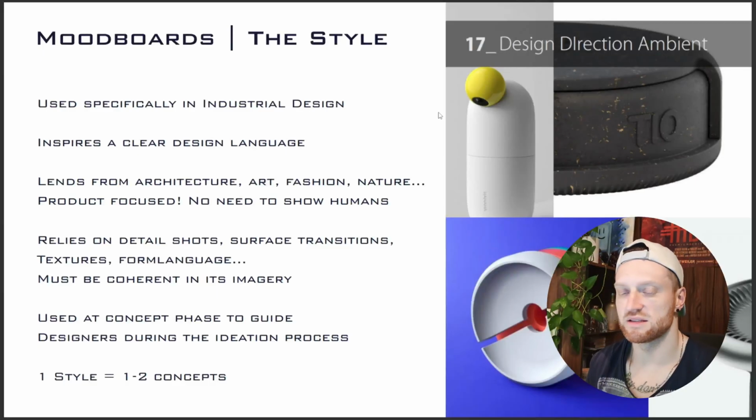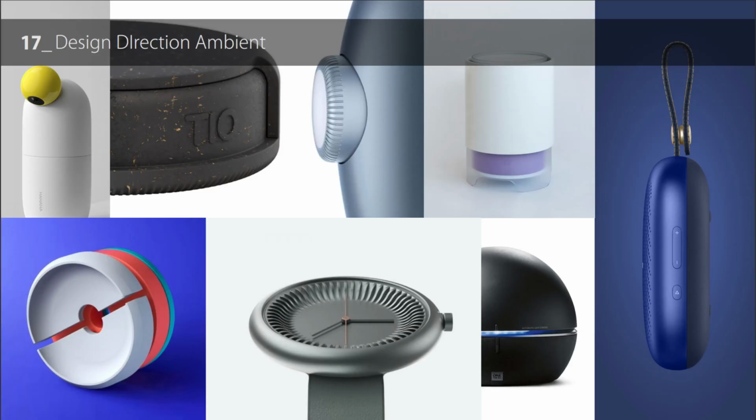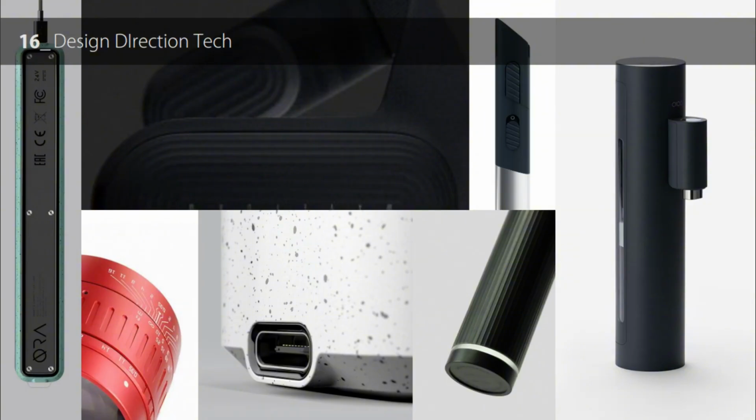me. And the second type of mood board that I use a lot, especially in industrial design, is the Styleboard. It inspires a clear design language. Just like the mood board, the classic one, it lends from architecture, art, fashion, and nature, but it's much more product focused. So there is no need to show the user that it relates to, because it's much more specific about the product and the product features.